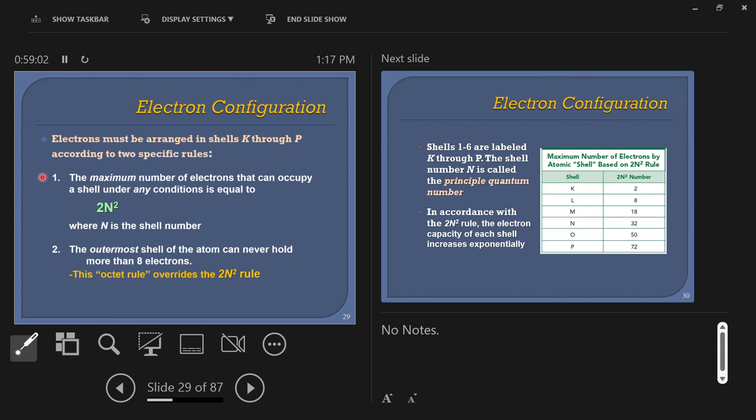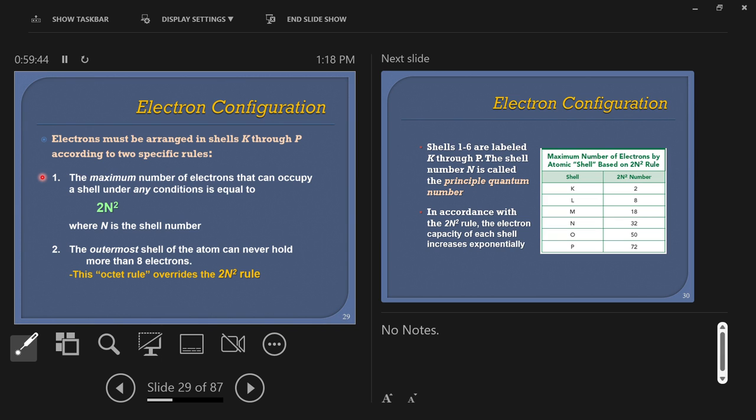Let's do the O shell. The O shell is shell 5. So 5 squared? 25. 25 times 2? 50. The O shell can hold up to 50. Let's do the P shell last. I think I'm beating a dead horse at this point, but that's okay. He's dead. He doesn't care. 6. What's 6 squared? 36. 36 times 2? 72. Good. The P shell, at maximum, can hold 72. That's the first rule, the 2n squared rule.